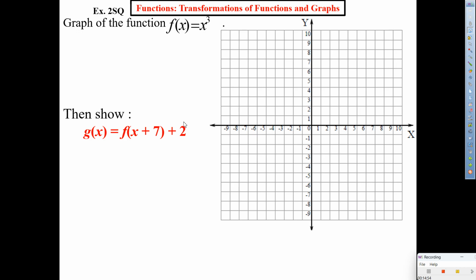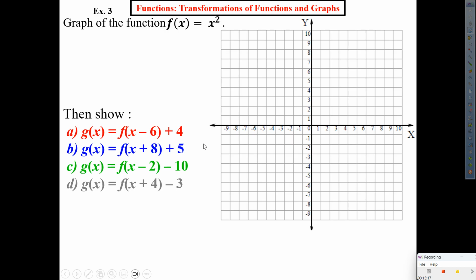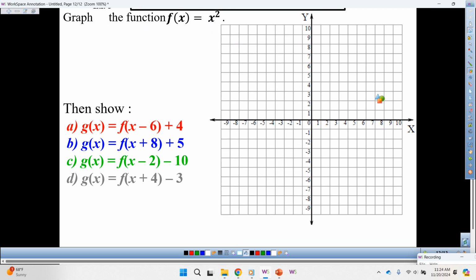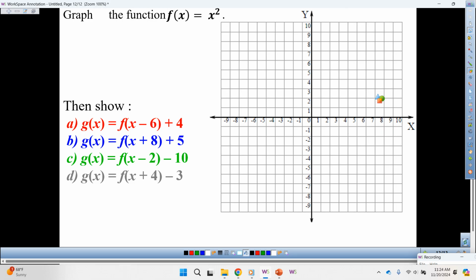All right. Let's do one more. Copy this one on the other side of the graph paper. Example number 3. Write: graph the function f of x equals x squared. Graph the function f of x equals x squared.